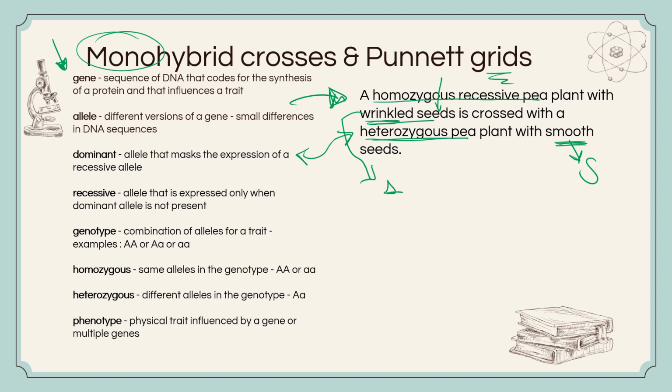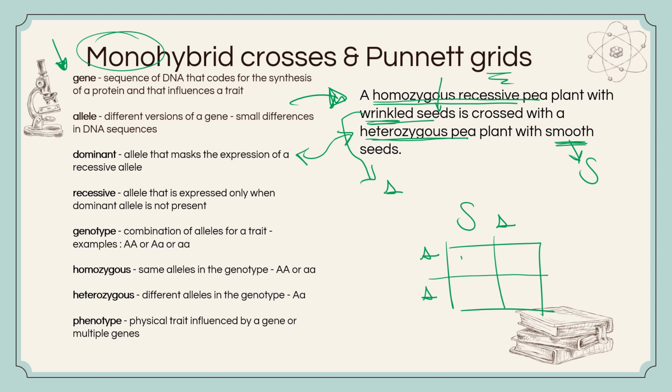This heterozygous pea plant parent will be big S, little s. Heterozygous means that those alleles don't match. This homozygous recessive one is going to have matching recessive alleles. And then we just build this beautiful box and put these alleles together.